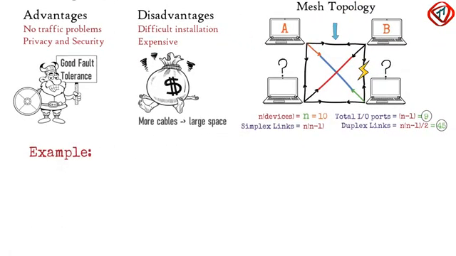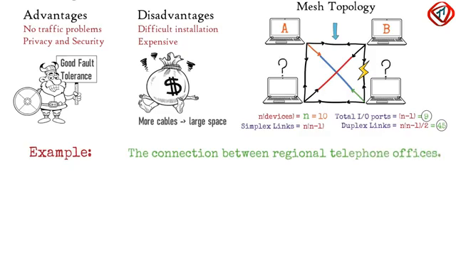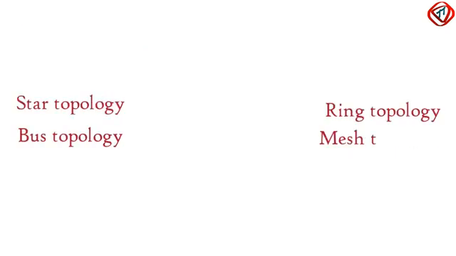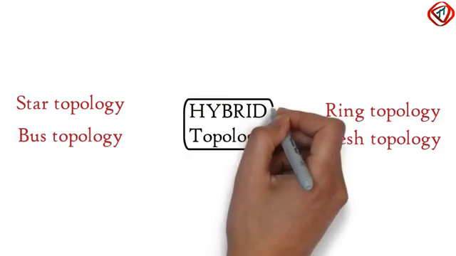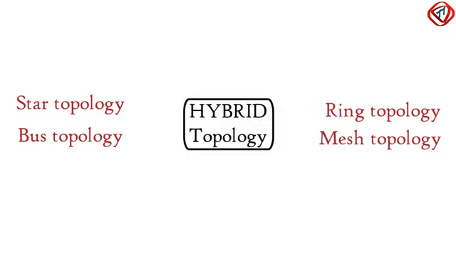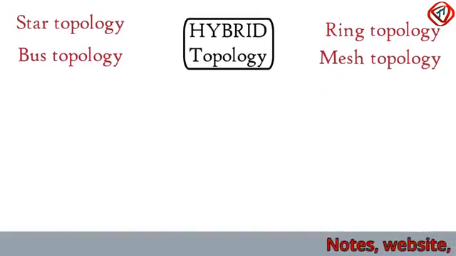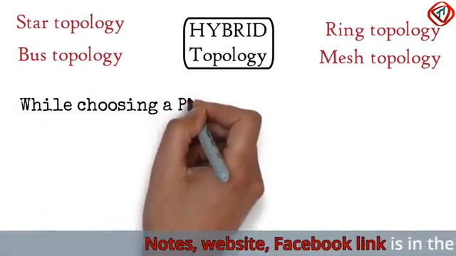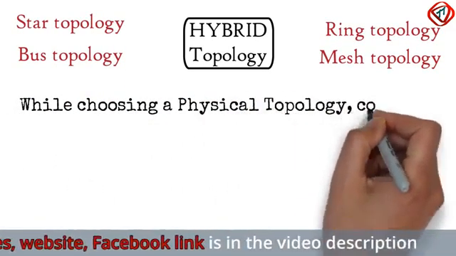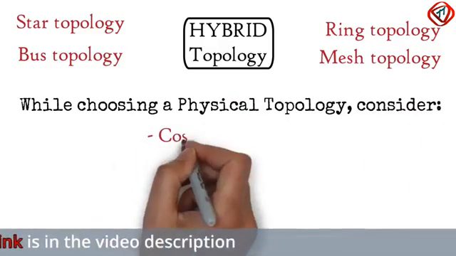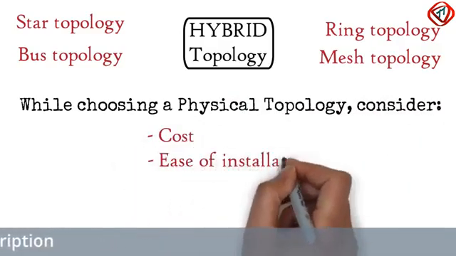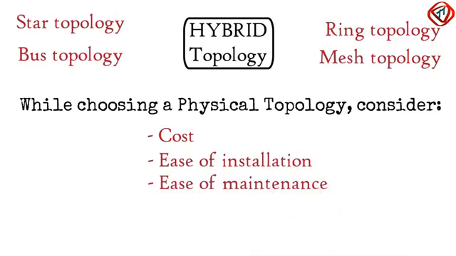Example of mesh topology is the connection between regional telephone offices. All topologies are interconnected to form a hybrid topology. Now, every topology has its merits and demerits. So, while choosing a physical topology for a network, we should always consider its cost, ease of installation, ease of maintenance, and cable fault tolerance.